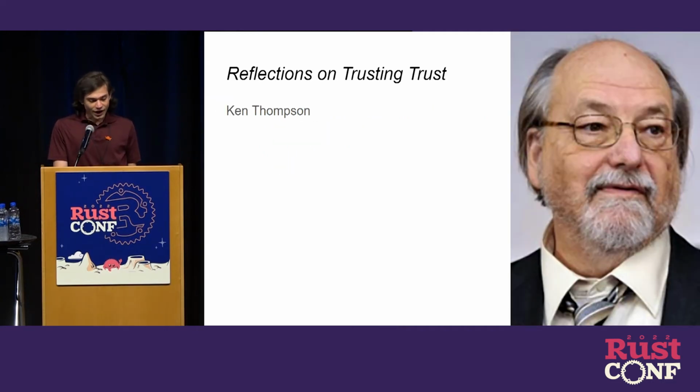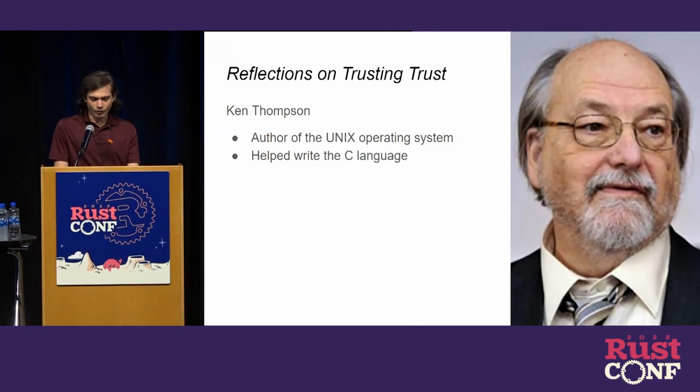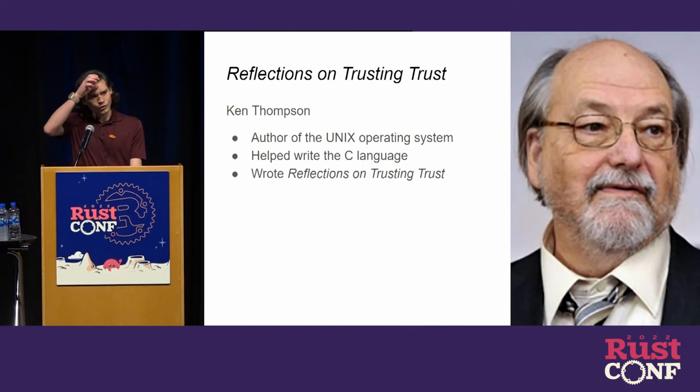You may recognize this guy. His name is Ken Thompson. He's done a lot of stuff. He's written the Unix operating system. He helped work on the C programming language in the 70s. And he also wrote a little pamphlet called Reflections on Trusting Trust.